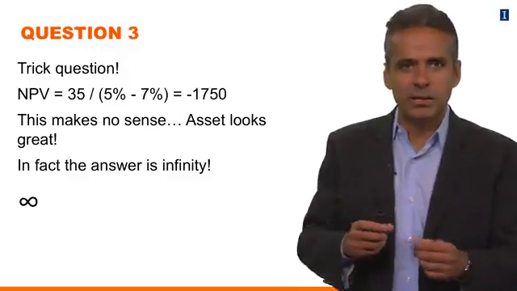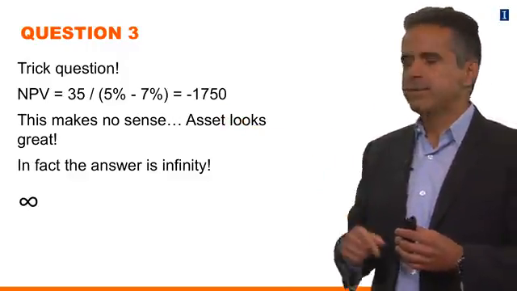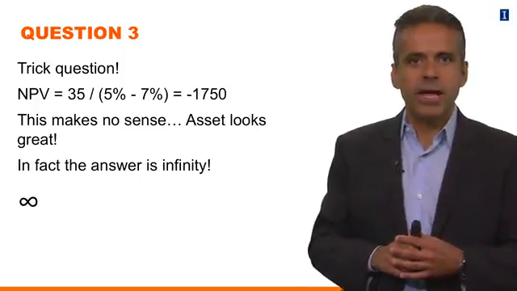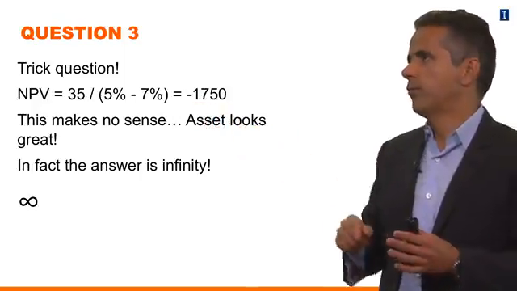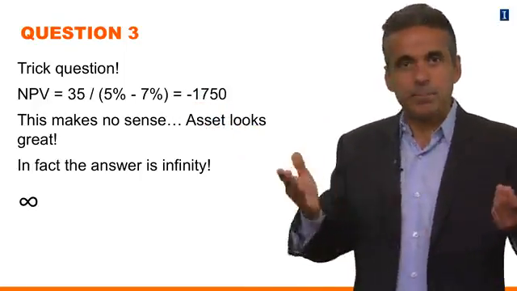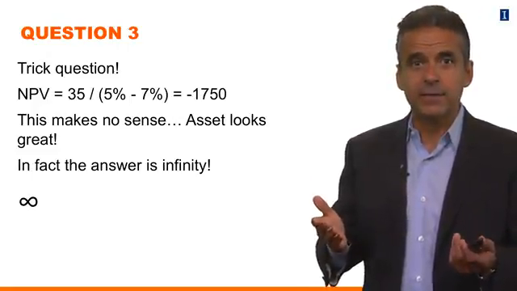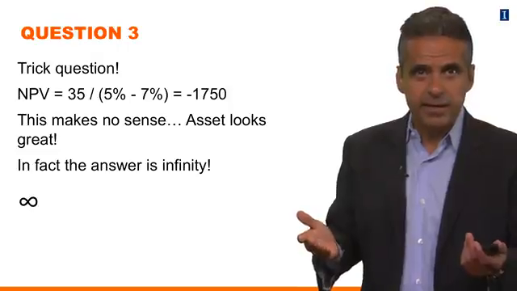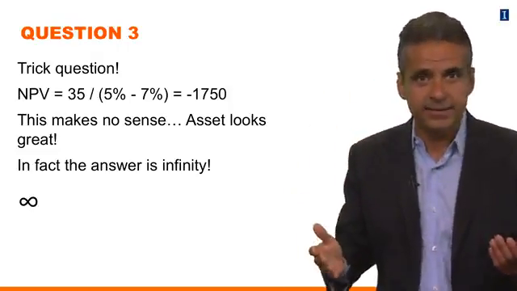Question 3 is a little bit of a trick question, but it's important for you to know. It's a situation when the discount rate is lower than the growth rate. The growth rate is 7%, the discount rate is 5%, and if you just apply the growing perpetuity formula, it seems that the NPV is negative, which makes no sense. If the asset has a very high growth rate, this should be a great asset.